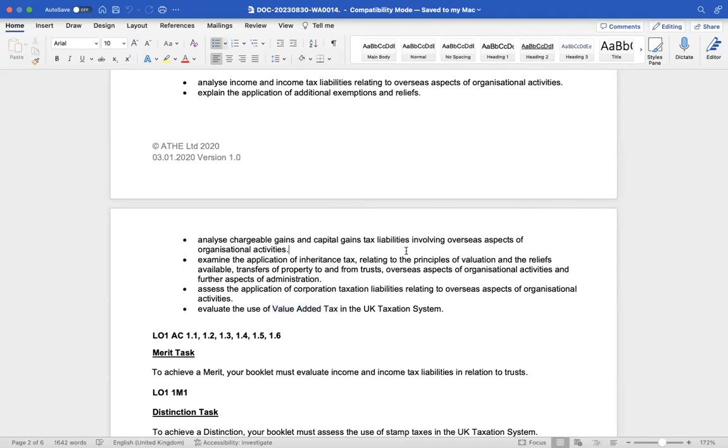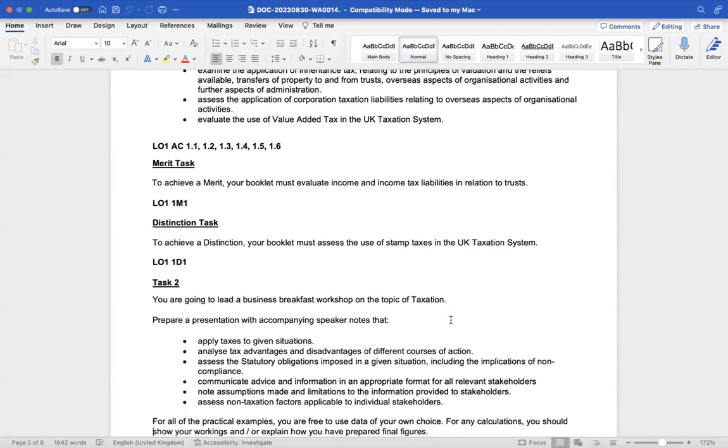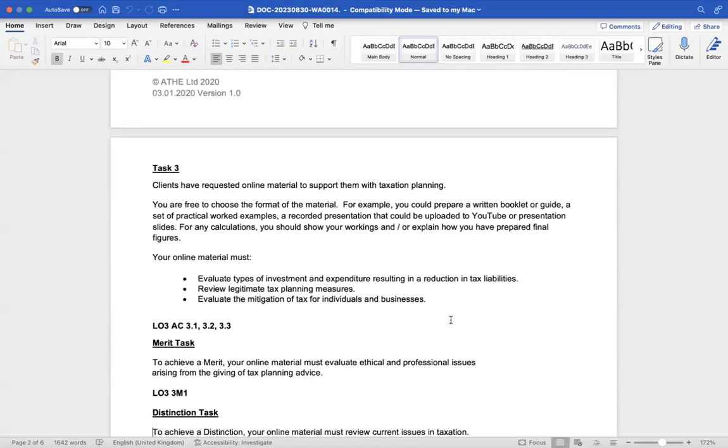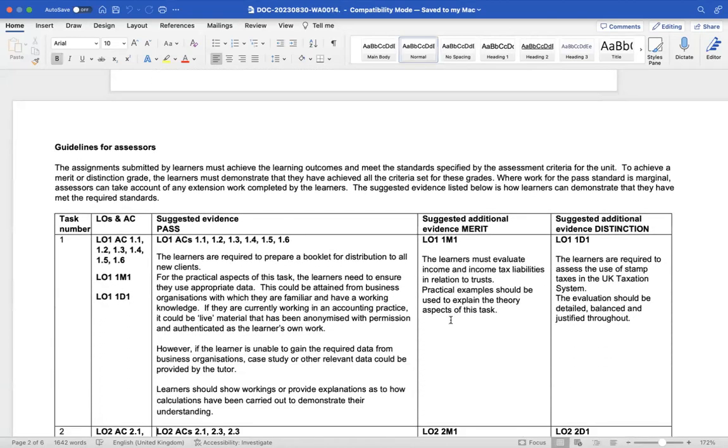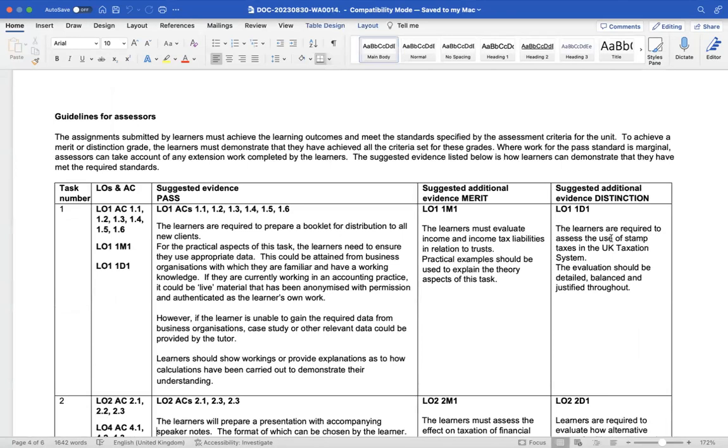For distinction, you need to assess the use of stamp taxes in the UK taxation system, and also you need to explain what stamp taxes are, when they apply, and provide examples of how stamp taxes impact different transactions and financial activities in the UK. This is the extension. The learners are required to assess the use of stamp taxes in the UK taxation system. Evaluation should be detailed, balanced, and justified.